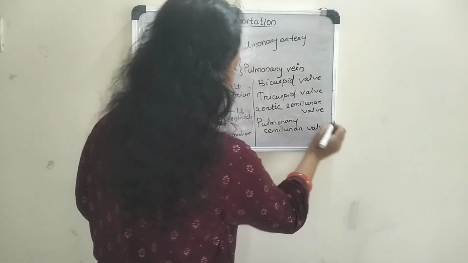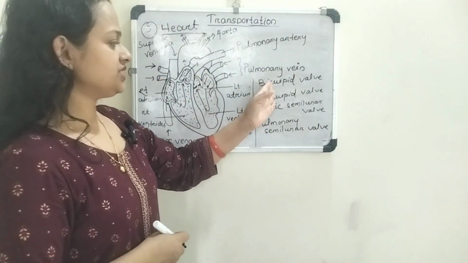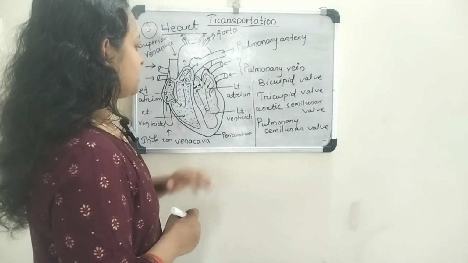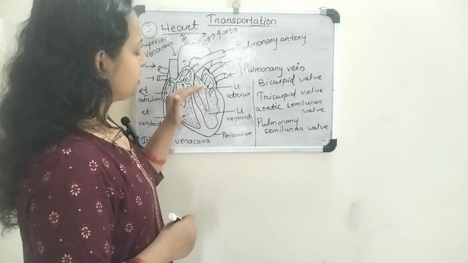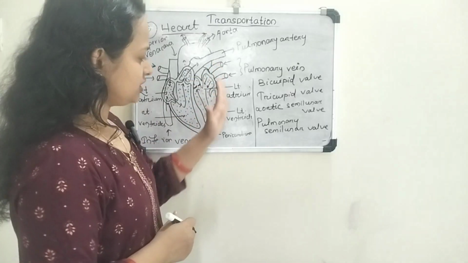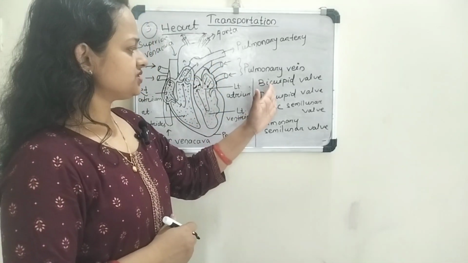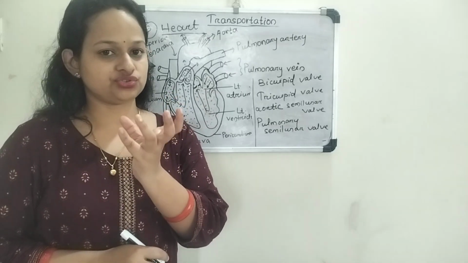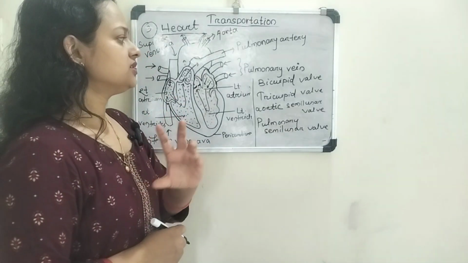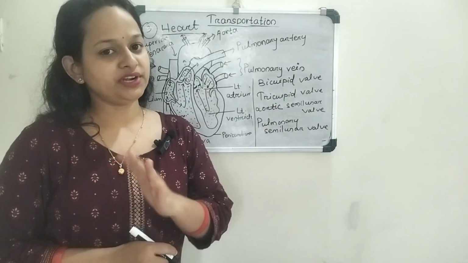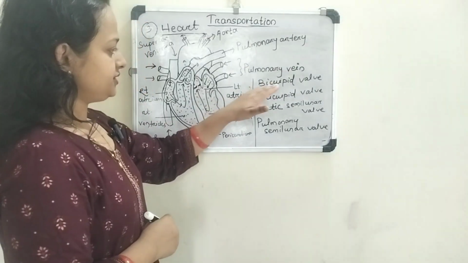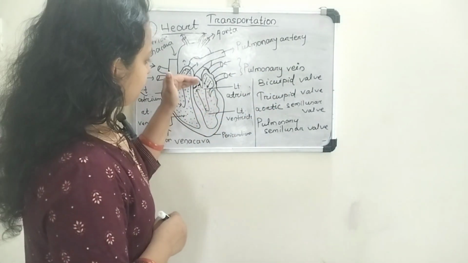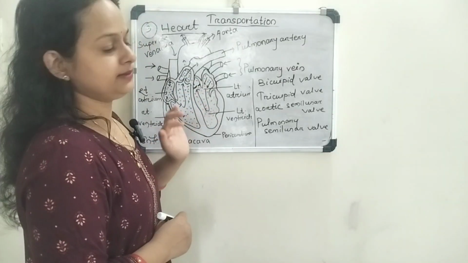So the first is the bicuspid valve, and this valve is present at the interauricular septum of the left side. There are two cusp-like structures present, and this valve is also known as the mitral valve, and it controls the flow of blood from the auricle to the ventricle.